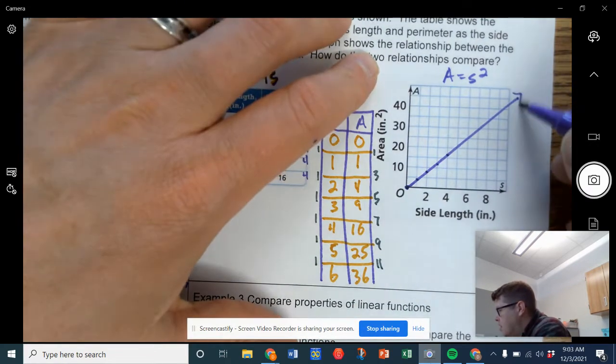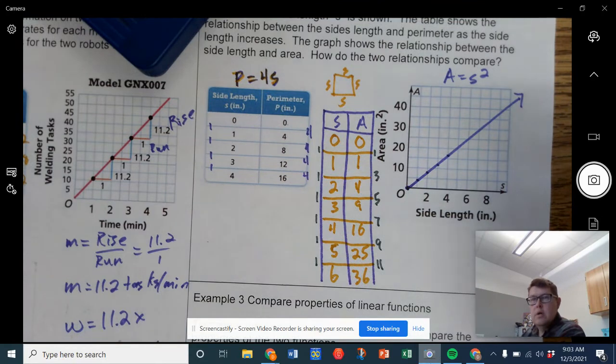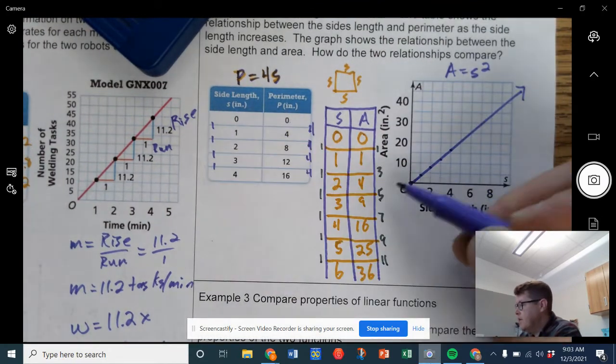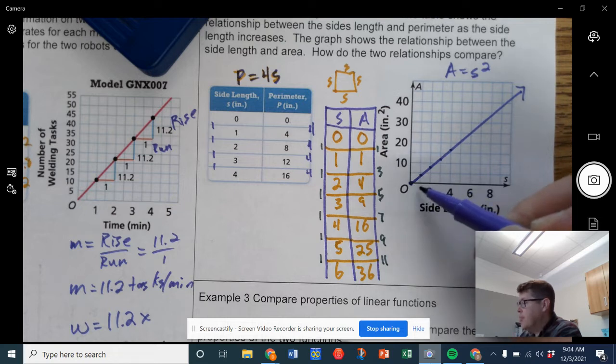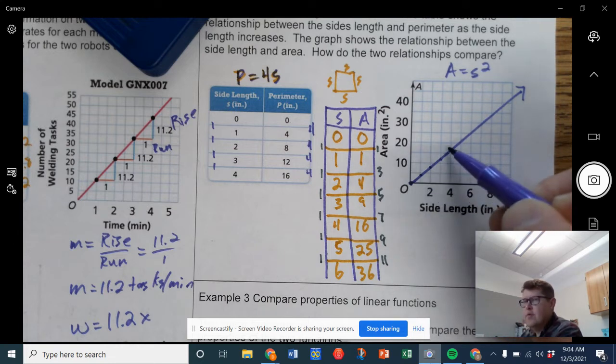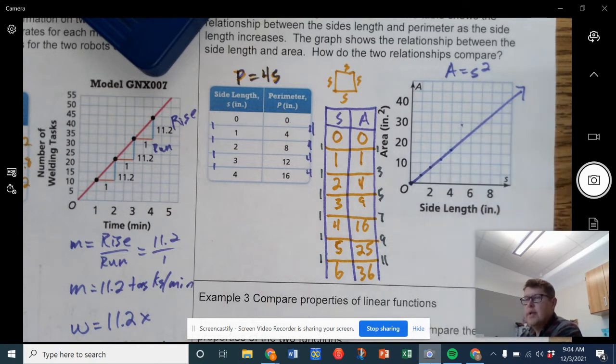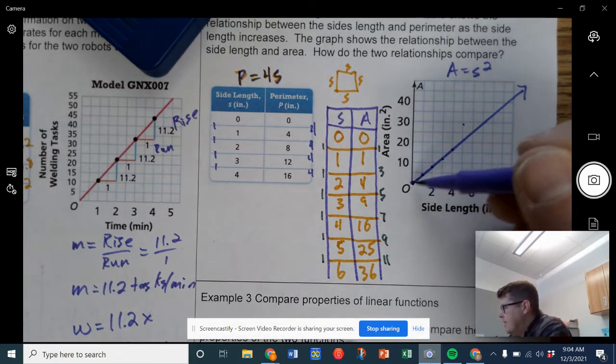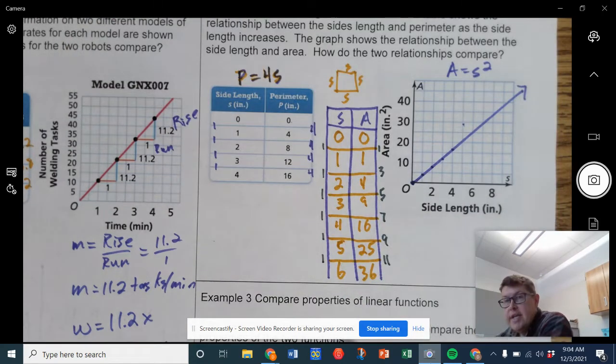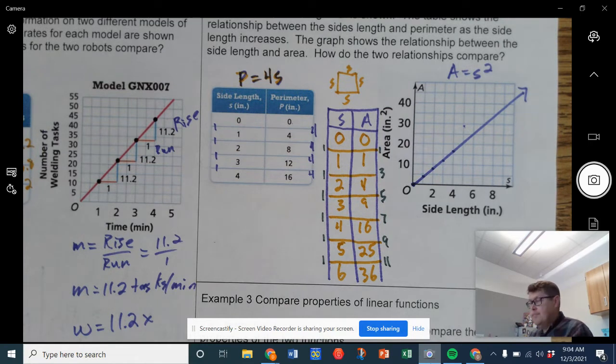So that is the relationship for your perimeter, right? As your side length increases by 1, your perimeter increases by 4. So we have up 4 over 1, up 4 over 1, up 4 over 1, because it's rise over run, right? So you have that linear relationship. It is a constant rate of change, so it looks like a line, okay?